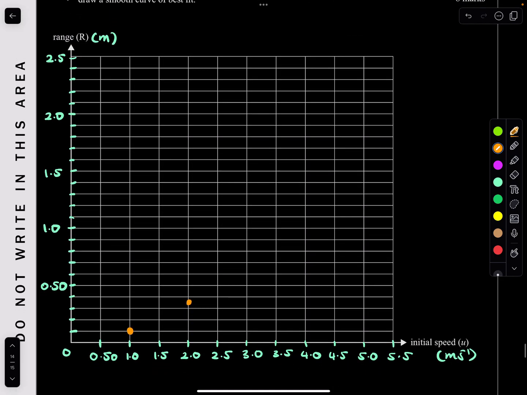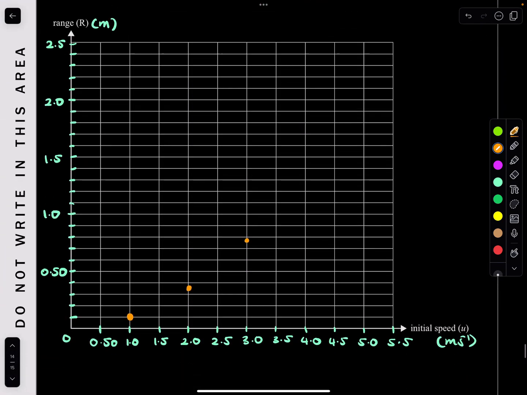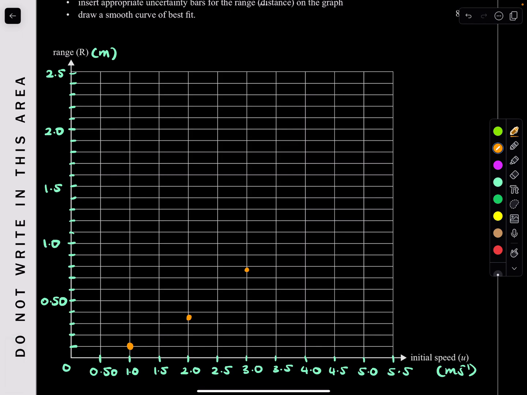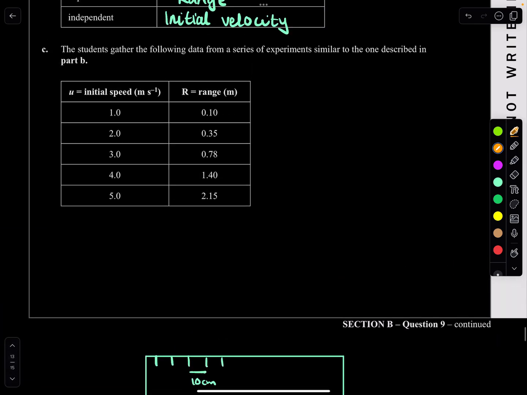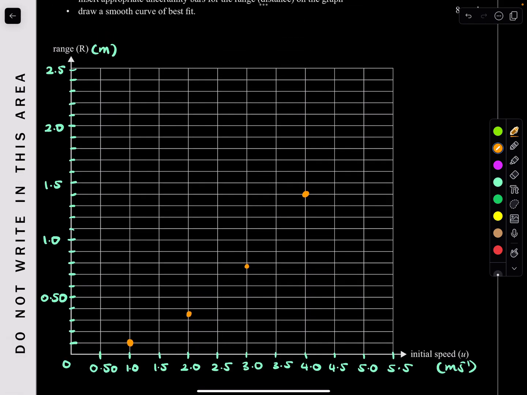Next one is 0.78 at 3. So if this is 0.55, 6, 7, approximately over here, that should be 0.78. Yeah, 6, 7. Yes. And at 4, it's 1.4. So 1, 2, 3, 4, which is right over here. 4 is 1.4. Looks good. And at 5, it's 2.15, which, if 1.5 is here, is approximately right over here. Great. And so we got this nice graph.